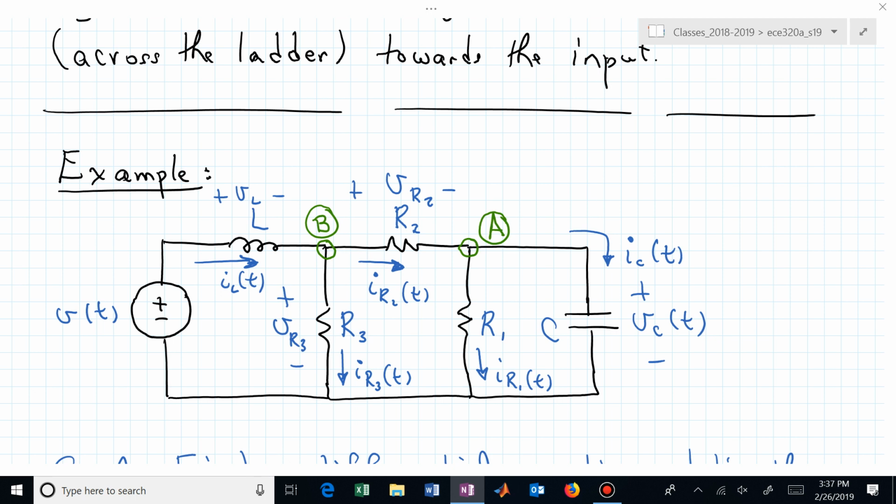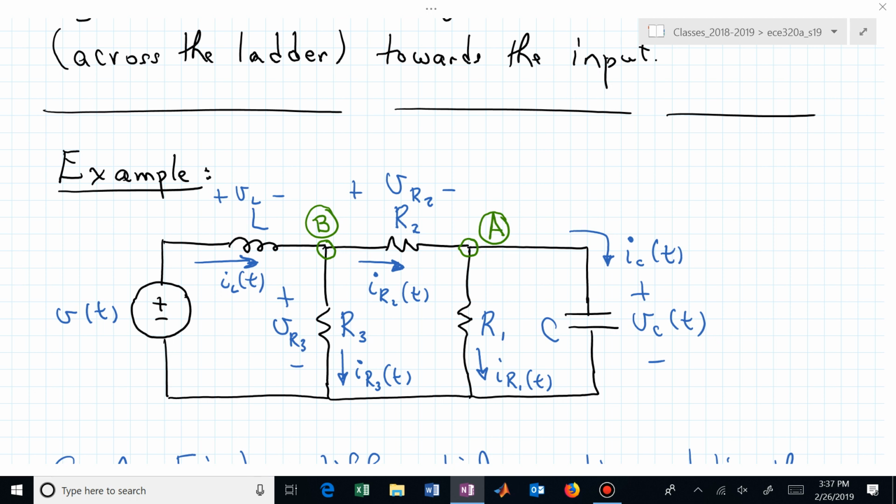I've labeled, if you can see what I've done, a lot of the voltages, and a lot of the currents, and it looks like I didn't label the voltage here. I didn't label this voltage because it's the same as V sub c. So if I refer to V sub r sub 1, that's really just V sub c.